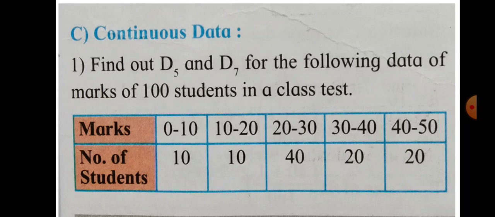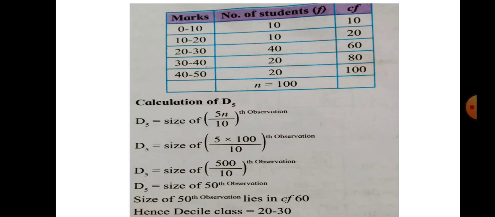So now what is your first step? You have to arrange the data in ascending form. In the first column, marks of the students: 0 to 10, 10 to 20, 20 to 30, 30 to 40, 40 to 50. In the second column, number of students, that is frequency: 10, 10, 40, 20, 20. And what is the total frequency? Total frequency is denoted by small letter n. So n is equal to 100.